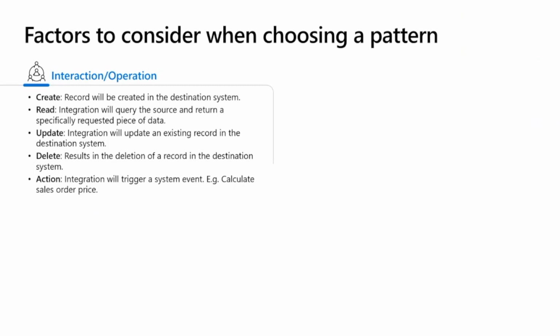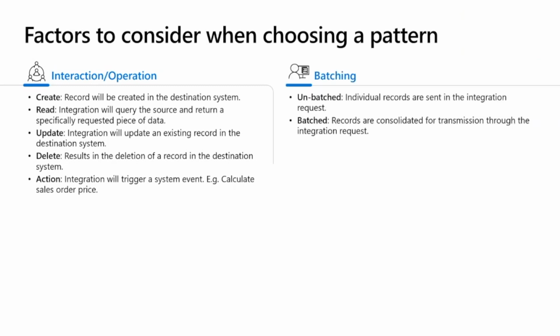Create, update, delete are typically straightforward and can be accommodated by various integration patterns. For read operations or retrieve, consider the choice of integration patterns with other key factors like data volume and latency. Next, batching. Should each message or record be processed individually or in batch?